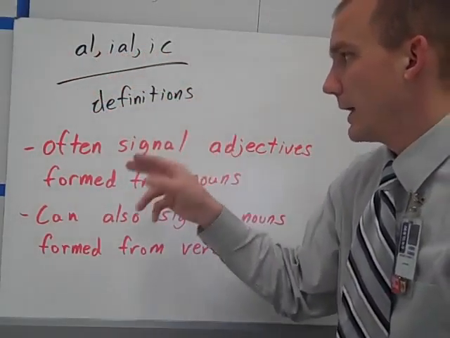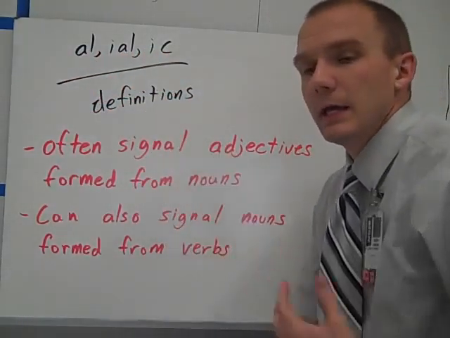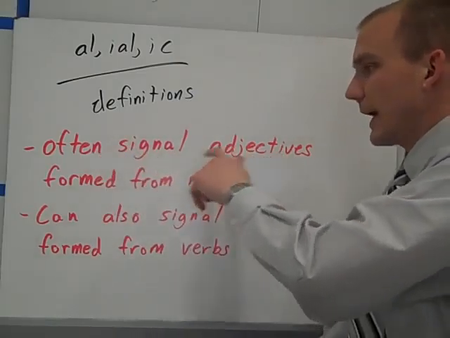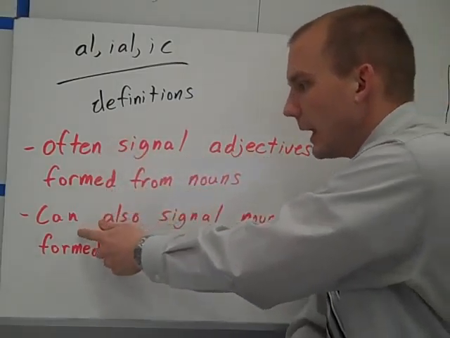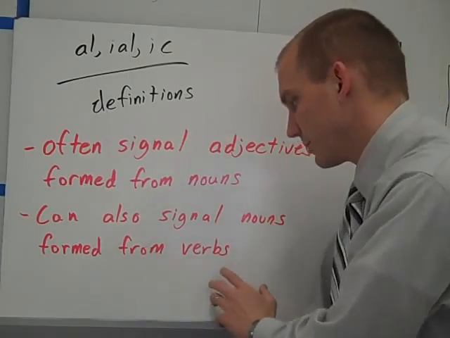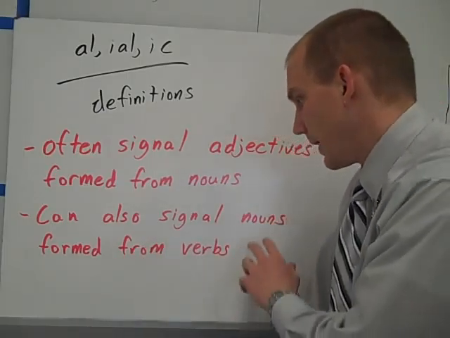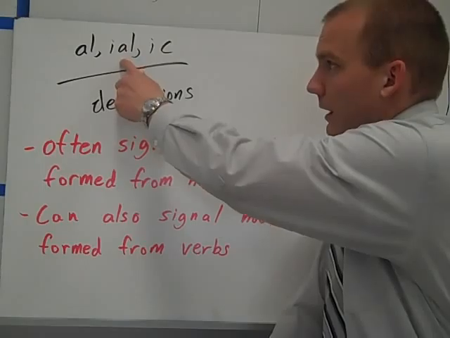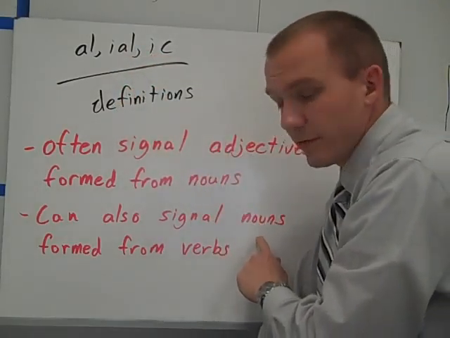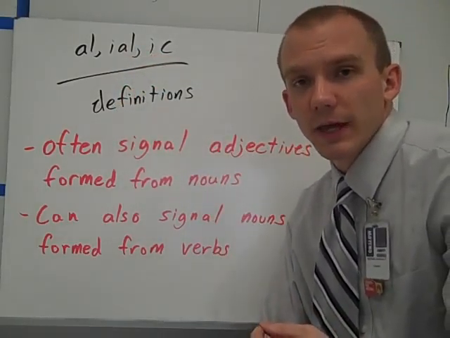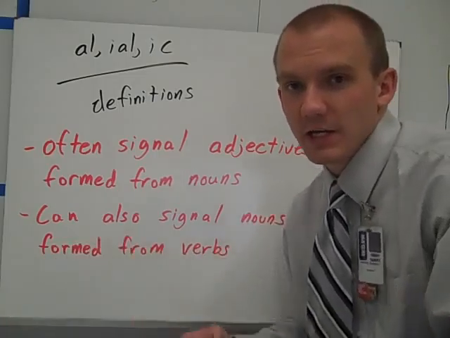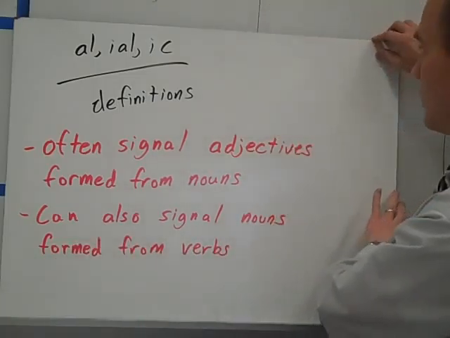AL, IAL, and IC definitions. Remember, these suffixes often signal adjectives formed from nouns, and they can also signal nouns formed from verbs. Keep that in mind. So basically, any word that ends in AL, IAL, IC is either going to be an adjective or a noun. Also, they end up meaning something related to the root word.